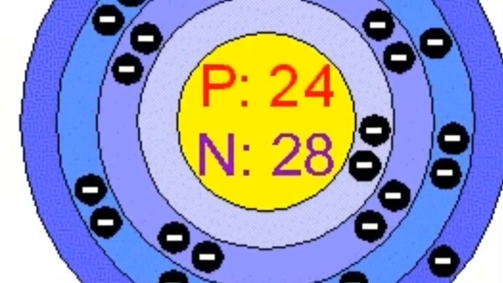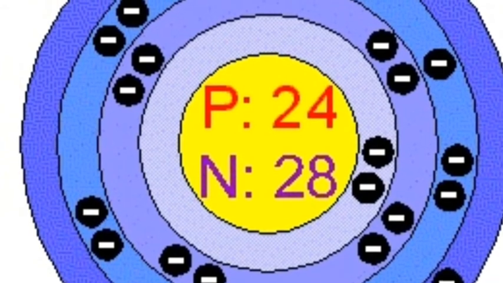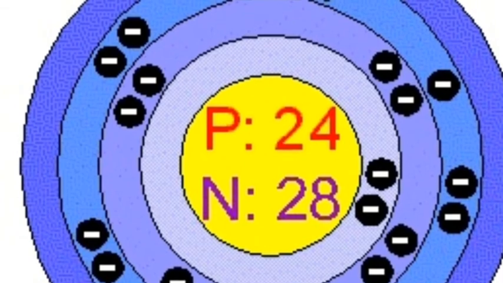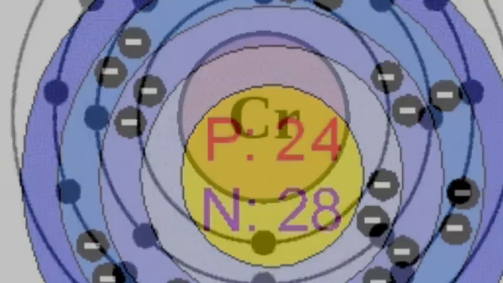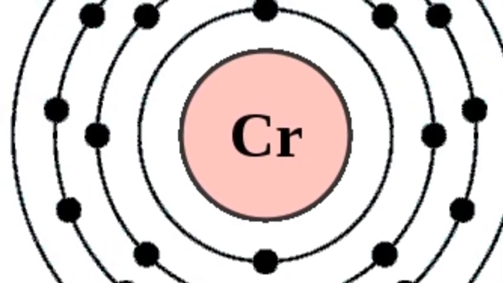Here is a Bohr model of the atom chromium. As you can see, it has 24 protons, 28 neutrons, and 24 electrons. Chromium's atomic mass is 52 and atomic number is 24. This element has 5 isotopes.